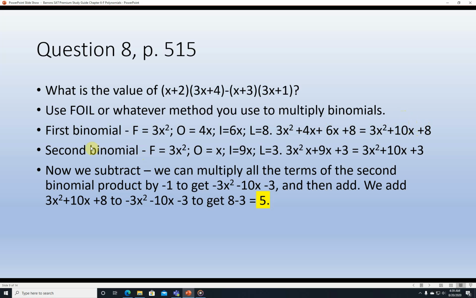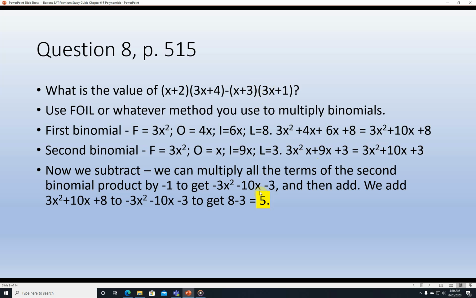All right. The second binomial, F is equal to 3x squared. And then the outer is just x times 1. Inner is 3 times 3x, which is 9x there. And then L is 3 times 1, which is 3. So that adds up to 3x squared plus x plus 9x plus 3, which is 3x squared plus 10x plus 3. So now we subtract.